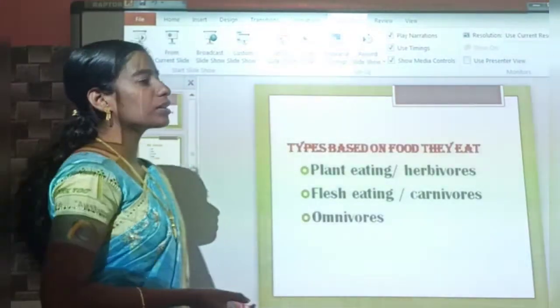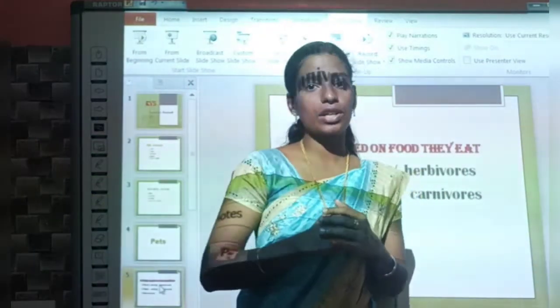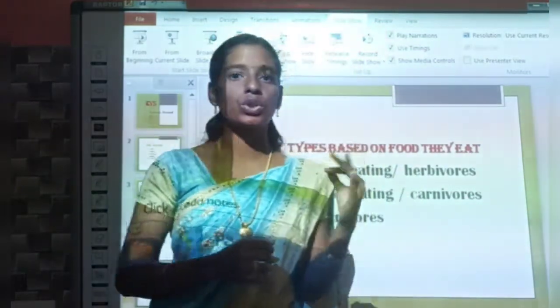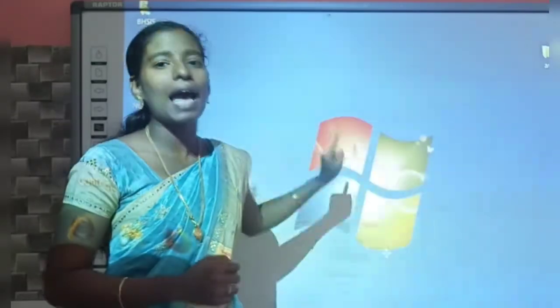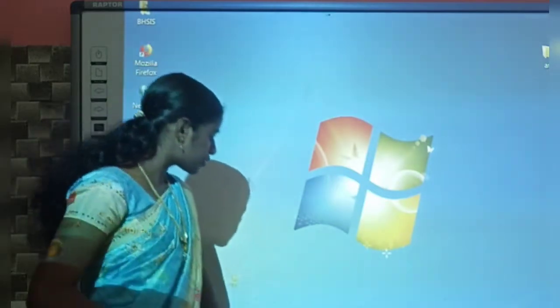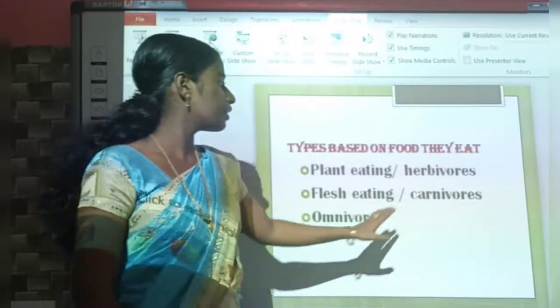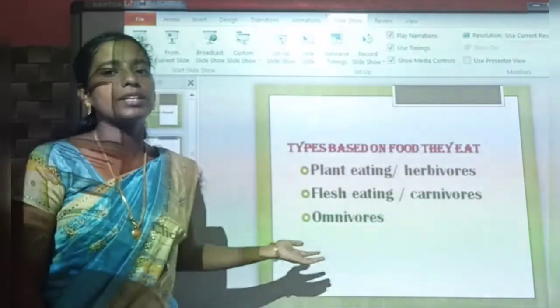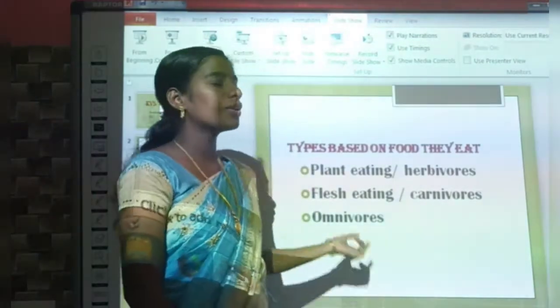Next, depending upon the food they eat. Depending upon the food the animals are eating, the animals are classified into 3 types. When the animals are eating plants as a food, they are called herbivores. When the animals are eating flesh as a food, they are called carnivores. When they are eating both plants and flesh, it is called omnivores.